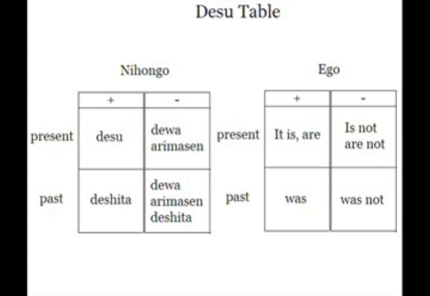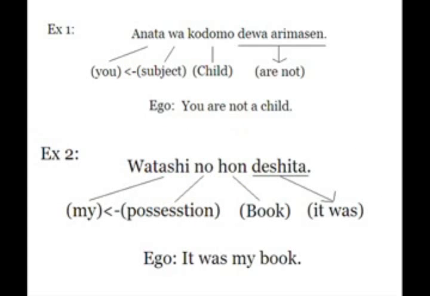If you want to say it is not, or are not, you would say de wa arimasen. For example, あなたは子供ではありません. You are not a child. So ではありません means it is not or are not. And it's the negative form of des.